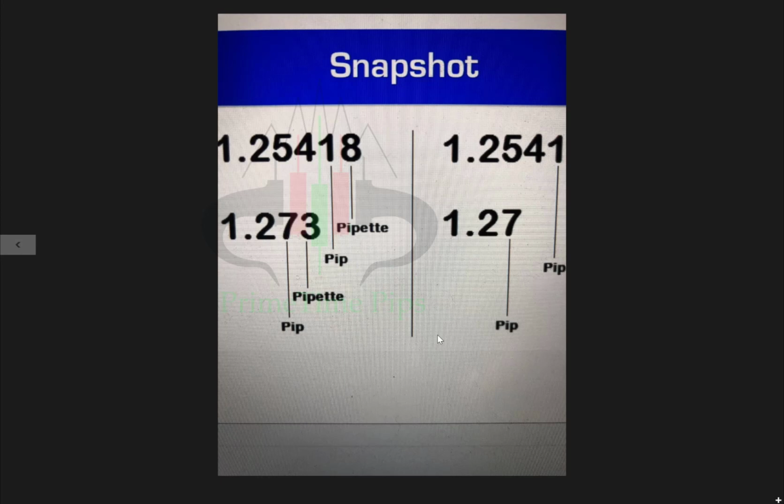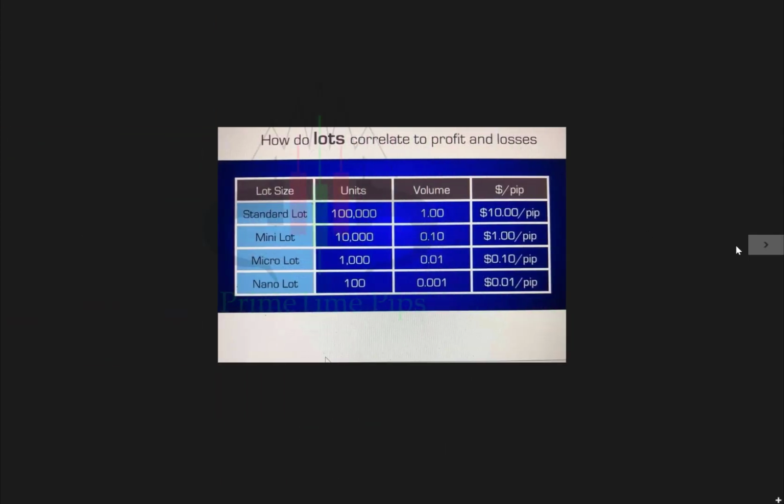So what is a pip? It is the fourth number after the decimal point. And you don't have to worry about the pipette. The pipette usually shows up on Trading View as a really small number next to the pip. That's why I said don't worry about that. There's nothing in there that you really need to worry about. But if you want to take this down and write a note really quick, that's what it is. And we're going to go to lot sizes now.